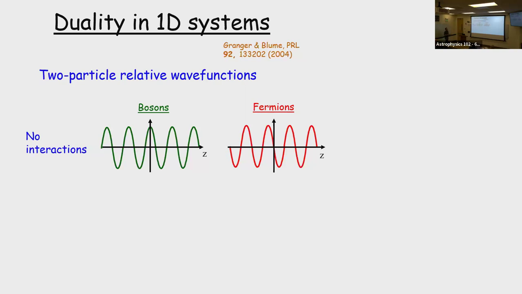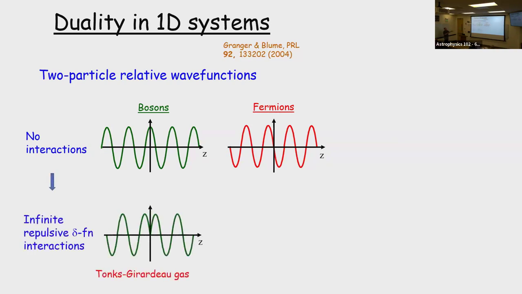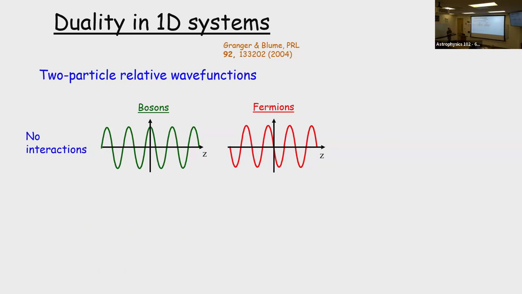So, as a starting point to understand what's going on in one dimension, it's convenient to consider just two particles. If you look at the relative wave function of two particles, the behavior of bosons is different. So for bosons, where this is the relative coordinate, there is some well-defined relative momentum, so it wiggles, but from the point of interaction it has to be symmetric. From the point of contact, where it's symmetric, there's no interaction. And fermions would be a similar thing, but it has to be antisymmetric.